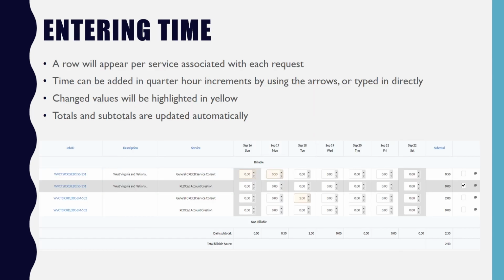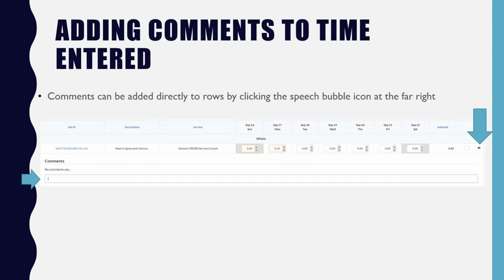A row will appear per service associated with each request. Time can be added in quarter-hour increments by using the arrows or typed in directly. Changed values will be highlighted in yellow. Totals and subtotals update automatically. You can also add comments to your time entries. You can add comments to rows by clicking the speech bubble icon at the far right.